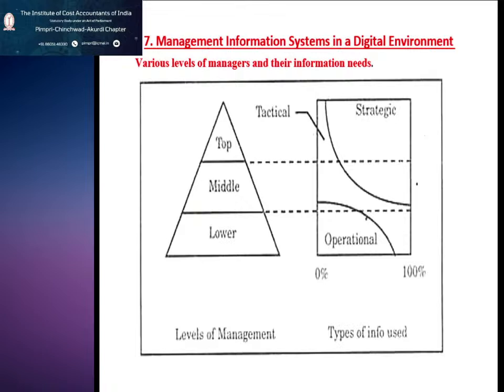So on the left hand side are the levels of management, and on the right hand side are the types of info used. The typical categorization of the types of information is strategic information, tactical information and operational information. So this is how the categorization is, but there are overlaps, as we saw, between the types of info and the levels of management also.